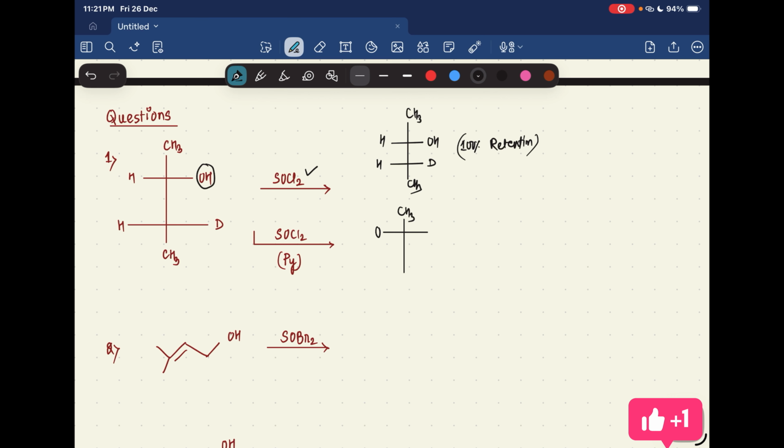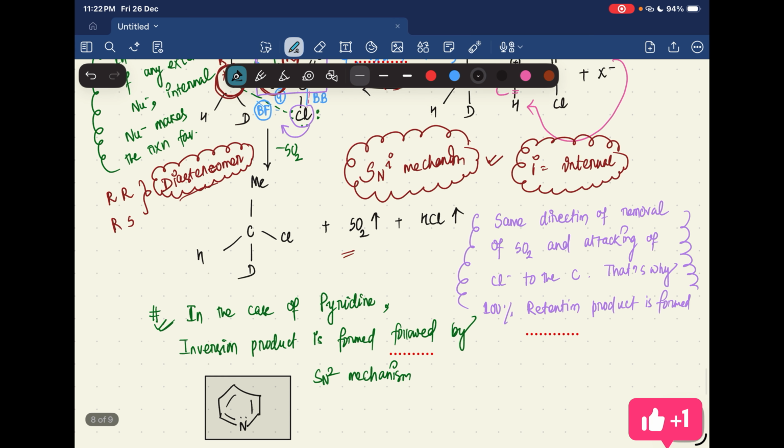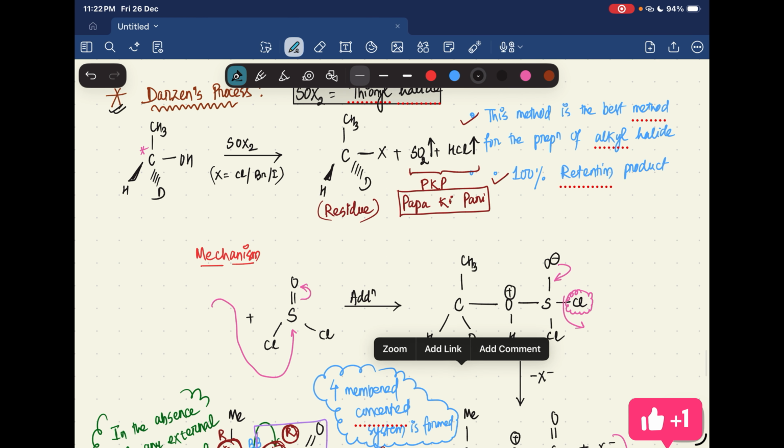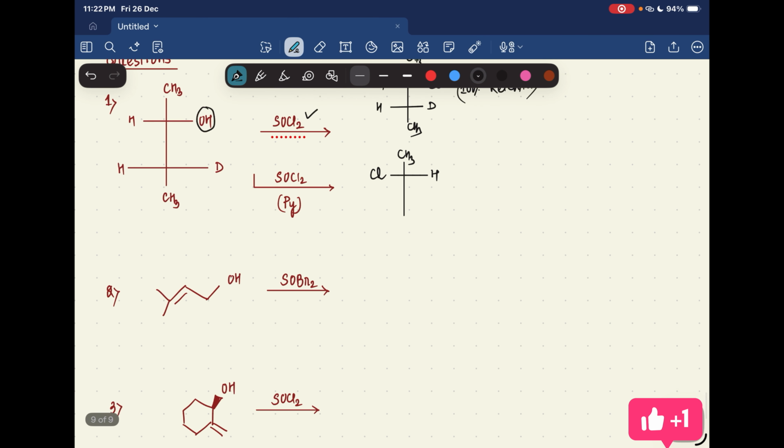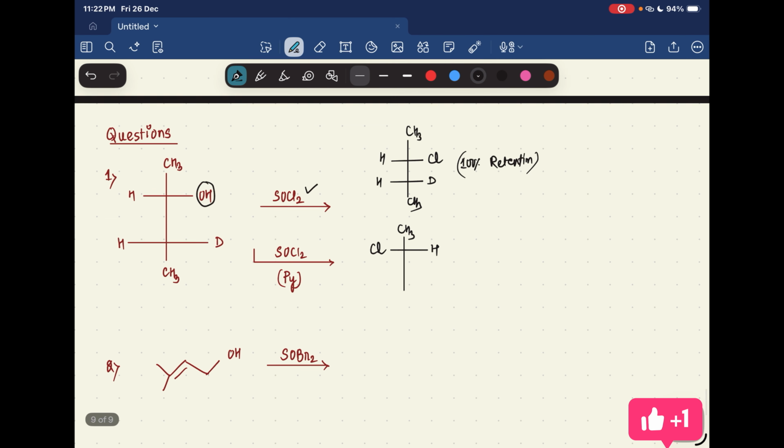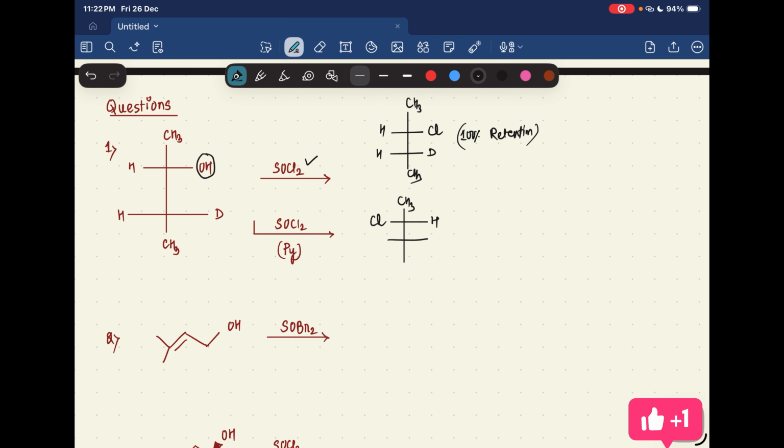Here it is Cl, right, here it is Cl. Now what will happen here? So here it is D, here it is H, here it is CH3. Now this is 100% inversion product, inversion product.